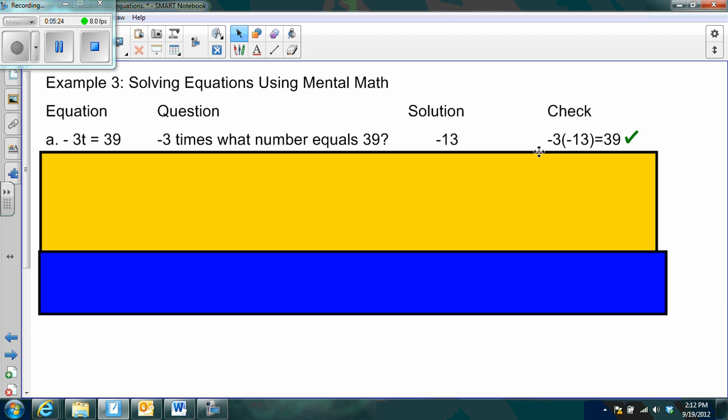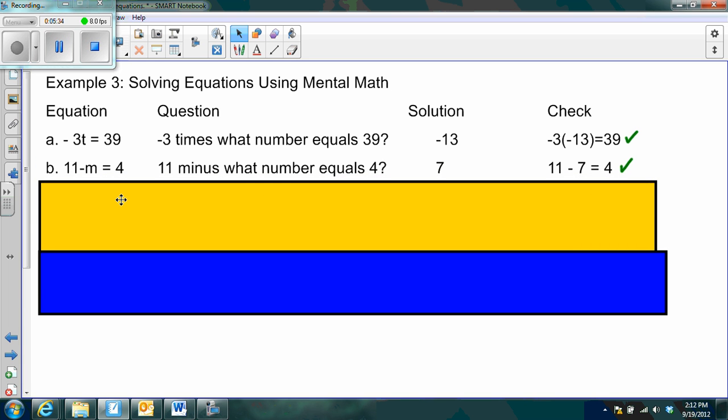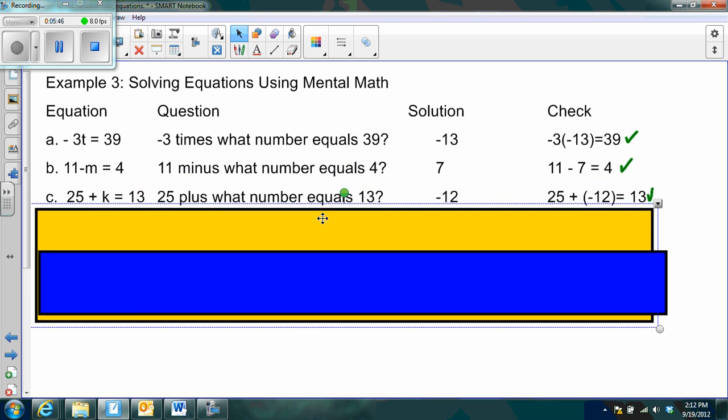So you can use your calculator to check, but you want to make sure when you plug your suspected solution back into the problem that it ends up being true. Another example would be 11 minus m equals 4. So 11 minus what number is equal to 4? Well, 11 minus 7 equals 4. So it's important that you ask yourself this question.